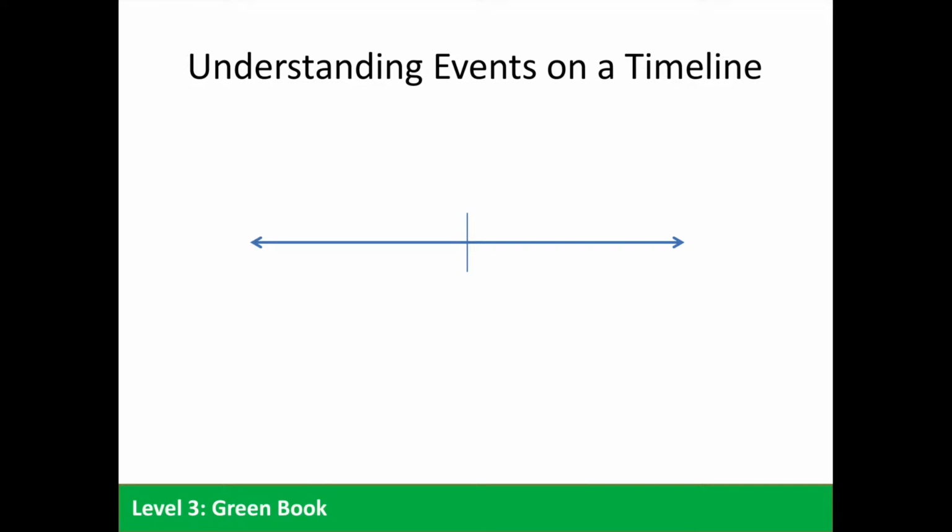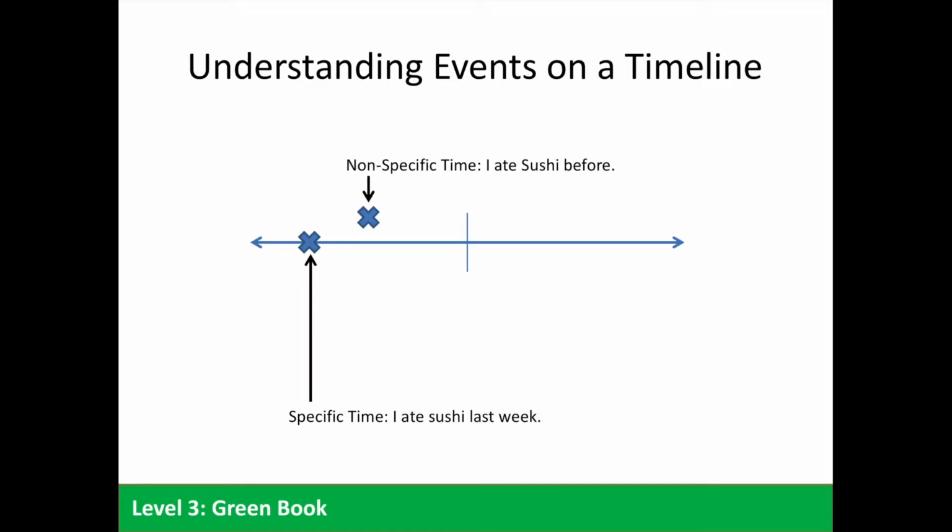So to understand timelines, we also need to understand how events are shown on a timeline. A specific time in the past is an X. I ate sushi last week. We have a non-specific time above the timeline. I ate sushi before, so it happened in the past, but we don't know the specific time.